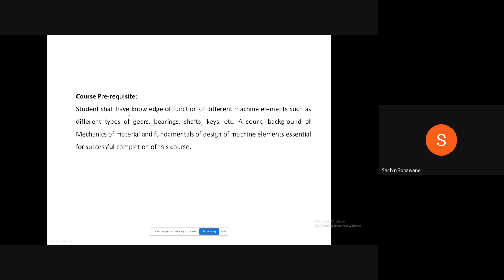Student shall have knowledge of function of different machine elements, such as different types of gears, bearings, shafts, keys, etc. A sound background of mechanics of material and fundamentals of design of machine elements is essential for successful completion of this course.